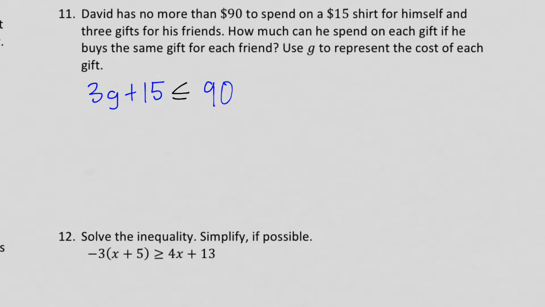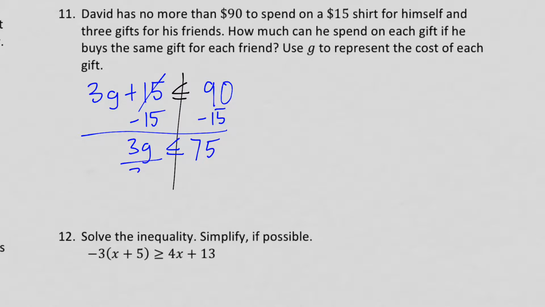Let's solve it first by subtracting 15 from both sides. Minus 15, minus 15. 3G is less than or equal to 90 minus 15, which is 75. Divide by 3, divide by 3. And G is less than or equal to 15. So that means that David cannot go over $15 per gift. He can spend $15 on each present, on each gift for each friend.